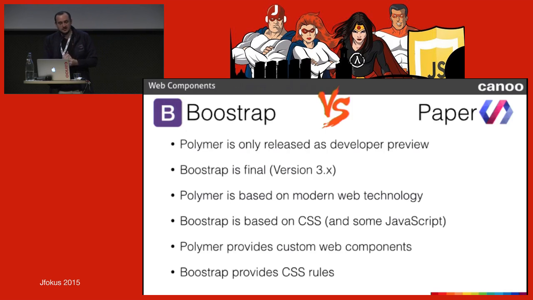So when looking at Bootstrap and Polymer Paper, what is the difference? One difference is Bootstrap is fine. There's a version 3 currently out, so everything is good and you can use it. Polymer is currently in development, and there's a developer preview, so I don't know if I want to use it in a productive application today.